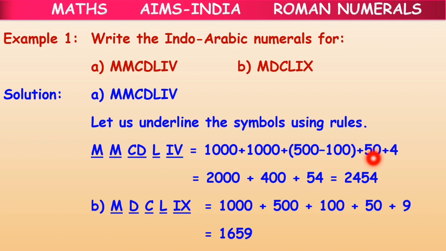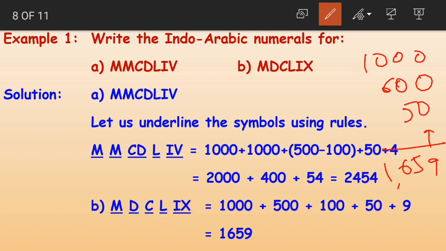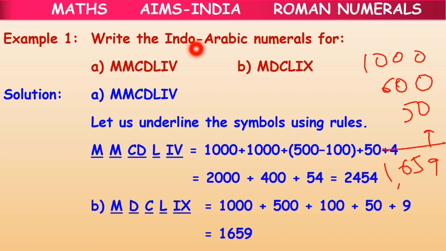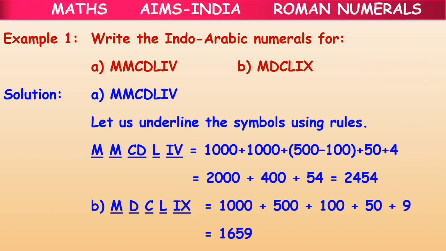Now when we add all these terms together, 500 plus 100 becomes 600. So 1000 plus 600 plus 50 plus 9. The answer will be 1659. Understood, children? Don't get frightened by looking at such a bigger number. The same rules are followed for writing both smaller numbers and larger numbers. You have to simply remember the place value Roman symbols chart, and it will be very easy for you to solve the questions. Okay, children?